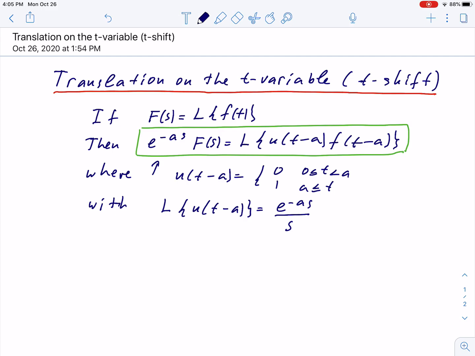Recall that the step function is defined to be 0 when t is between 0 and a, and 1 when t is bigger than a. So it has such a jump. If here is a, in front of a it's 0, then it becomes 1. The Laplace transform of the step function is given here. This is one of the important formulas in our table. Now, I will do some examples to show you how this works.